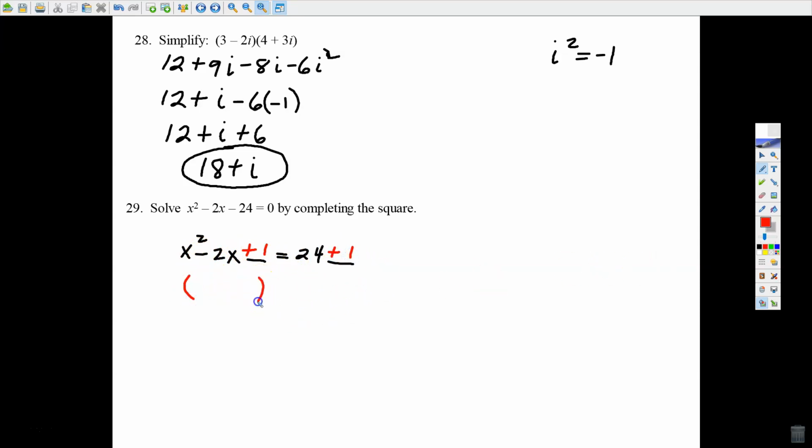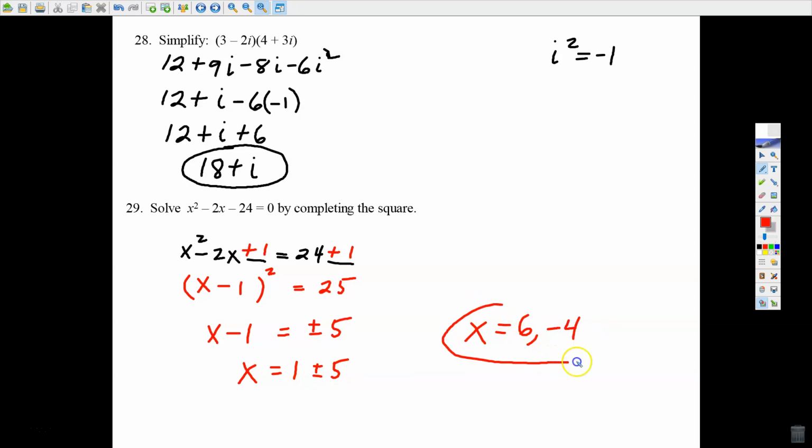The factored form of the left side would be x minus 1 quantity squared, and the right side would be 25. Then I do the square root of both sides, and don't forget plus minus. And now I'm going to add 1 to both sides, and this is a case where it doesn't always happen this way, but I can actually come up with 2 integer answers, because if I do 1 plus 5, I get 6, and if I do 1 minus 5, I get negative 4. So those are my 2 answers.